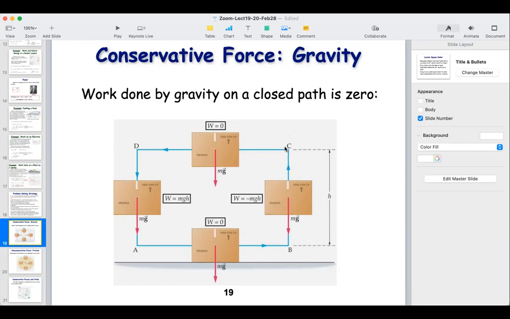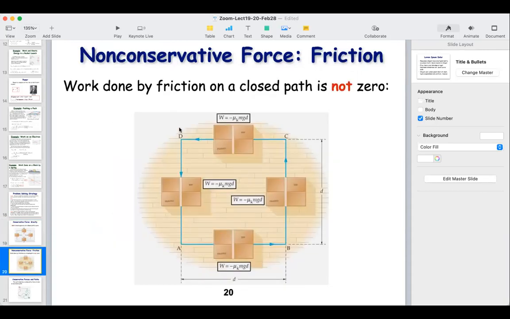the displacement is going in this other direction. So minus mgh. From C to D, we have 0 work, while from D to A, the displacement and gravity are in the same direction, and so the work is mgh. If I sum up all these values, we have 0 minus mgh plus 0 plus mgh, so the total work is 0. And when the total work in a closed path is equal to 0, that force is conservative.